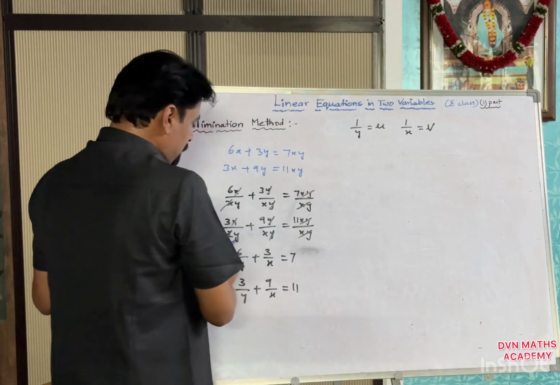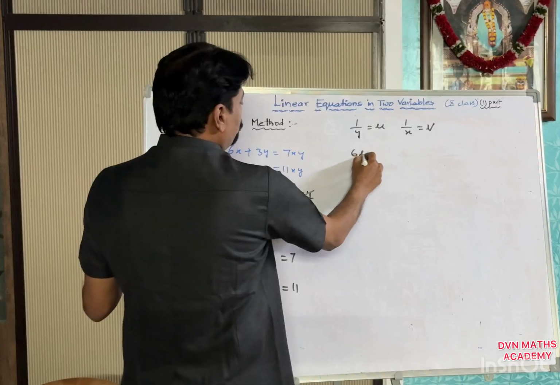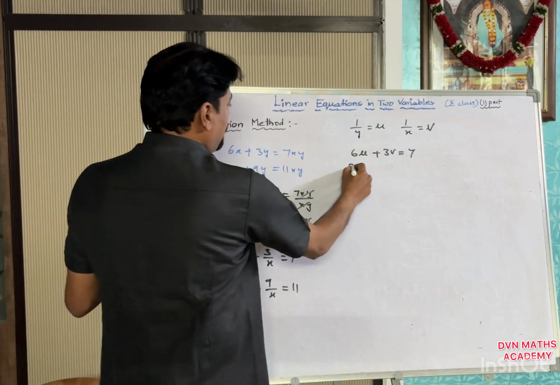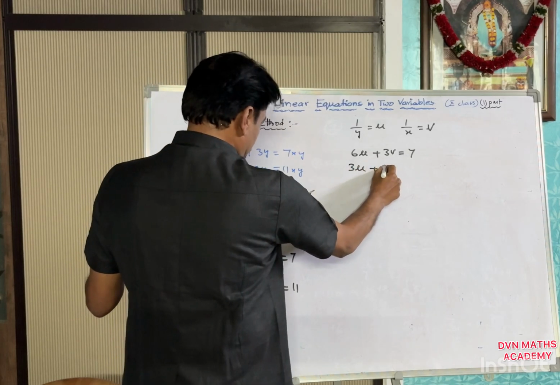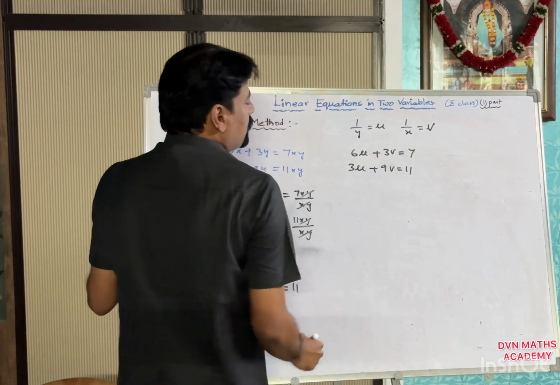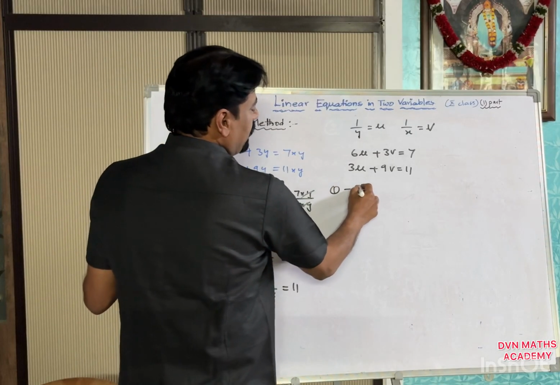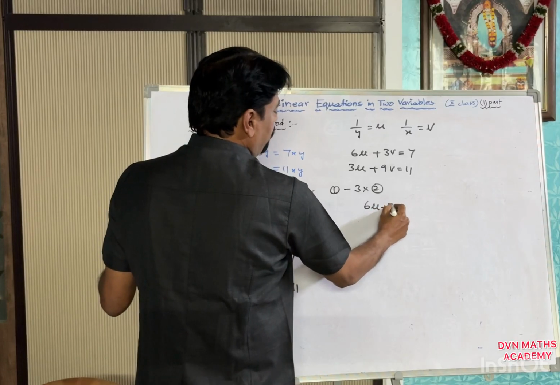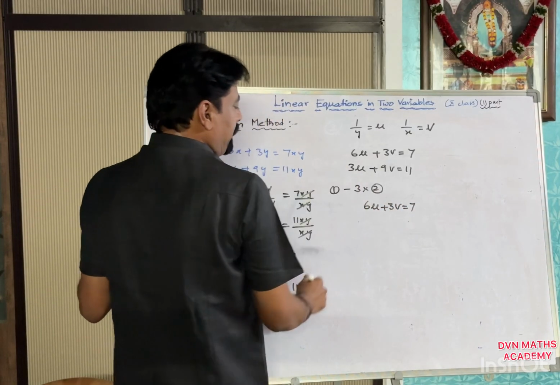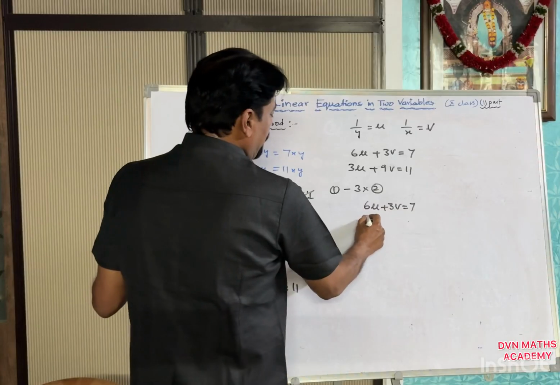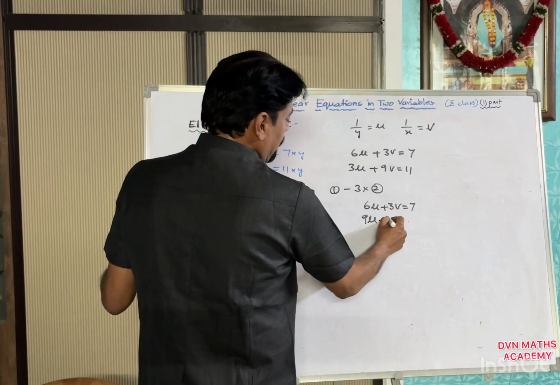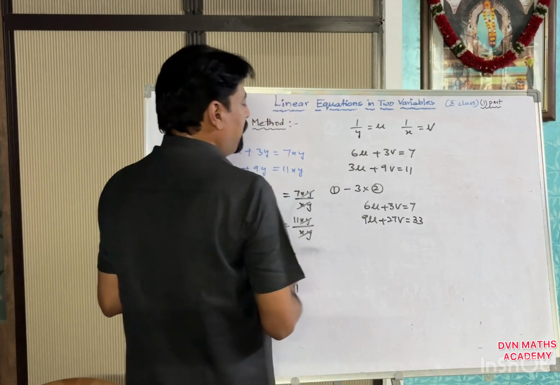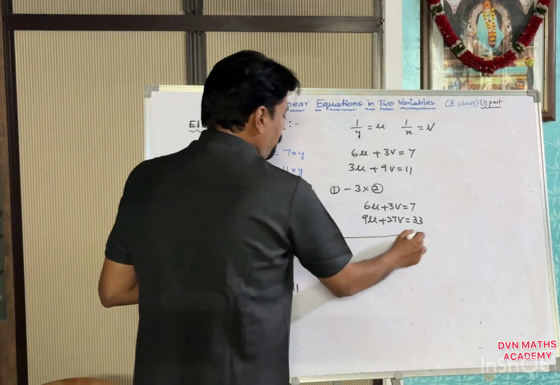So now the first equation becomes 6u plus 3v is equal to 7. The second equation is 3u plus 9v is equal to 11. So I multiplied the second equation by 3. The first equation is 6u plus 3v is equal to 7 and the second equation multiplied by 3 becomes 9u plus 27v is equal to 33.